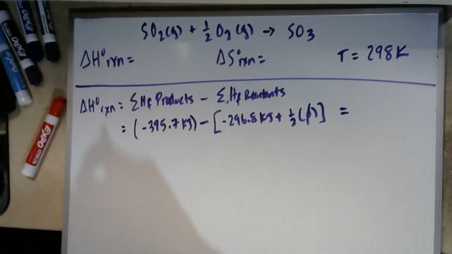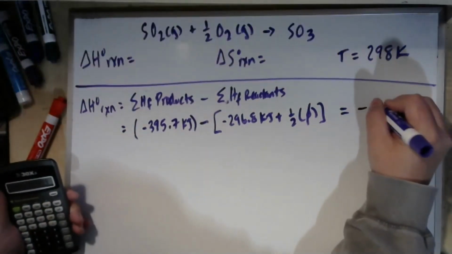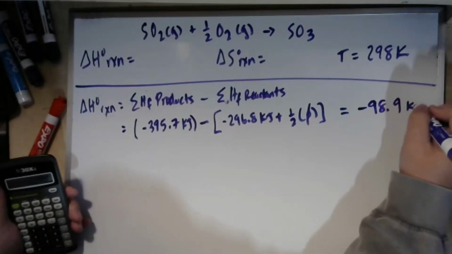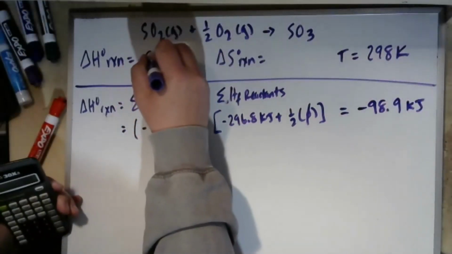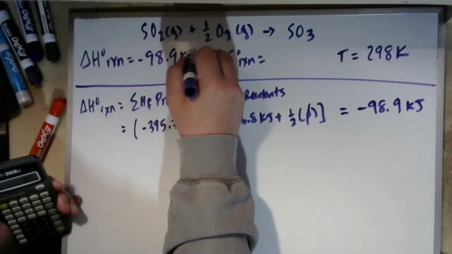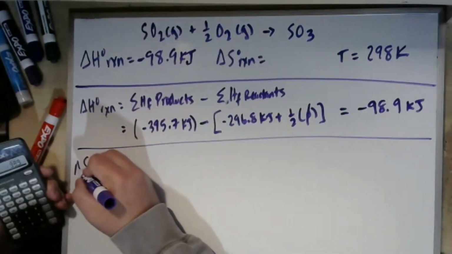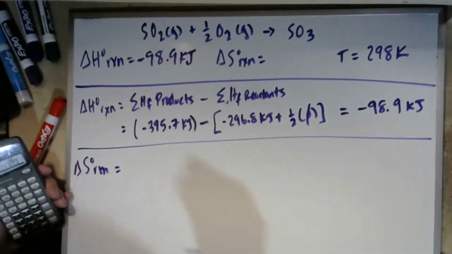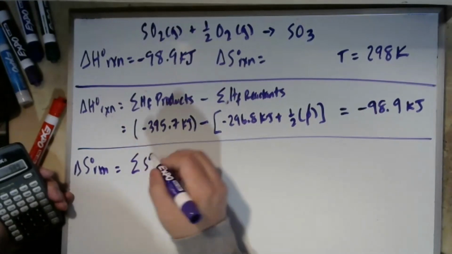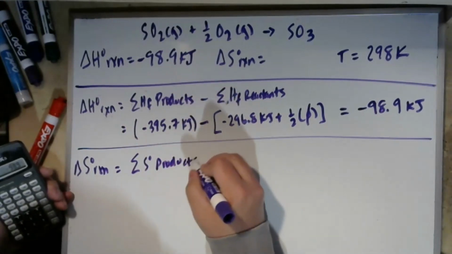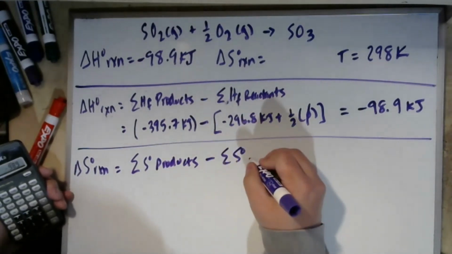All right, so we end up with negative 98.9 kilojoules for our delta H. We'll write that up there. Okay, now we'll do the same thing for our delta S value. So it's going to be the sum of the S of the products minus the sum of the S of the reactants.